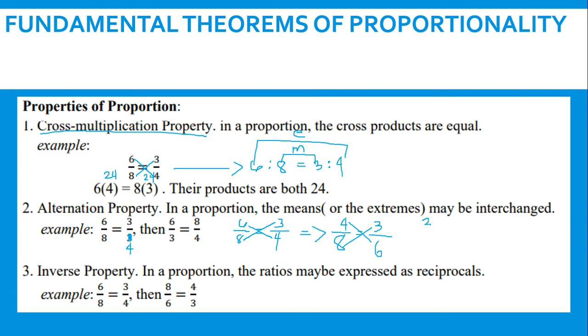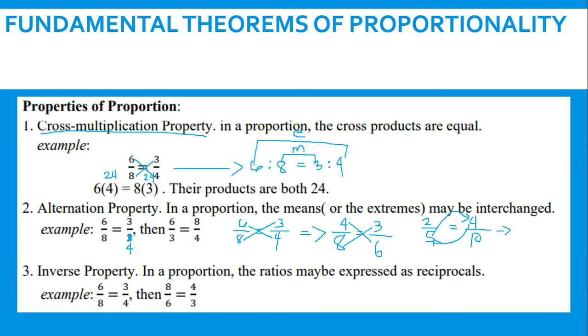Let's have 2/5 equals 4 over 10. Diba, if you're going to use the cross multiplication property, ang answer niya is 20. So they are proportion to each other, or these two ratios are proportions. If you're going to use the alternation property, so ari ta sa means. So ang means na to kay 5 og 4. So ang 5 i-transfer na to dire, then ang 4 i-transfer na to dire. So that is what we call the interchange.